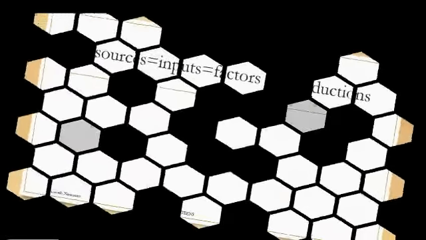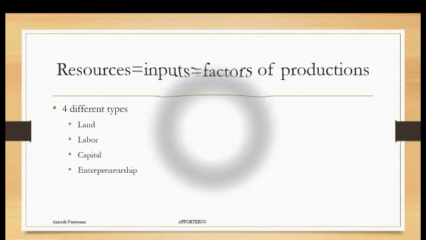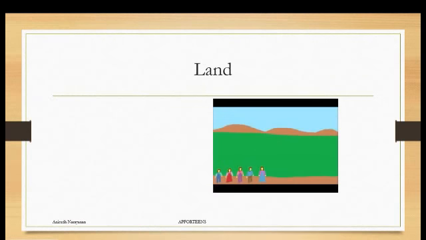Let's go through the honeycombs. Let's discuss resources, or inputs, or factors of production, or any other name that the AP people would like to throw at you. All three of these terms can be used, switched back and forth, and they all basically mean the same thing, which are basically things to use in the production process. There are four different types, as you can see: land, labor, capital, and entrepreneurship ability. Each of these we'll be discussing starting right now with land.